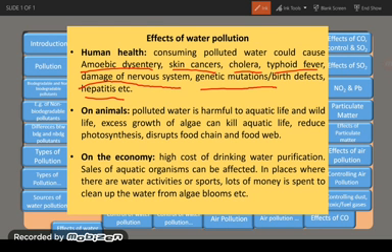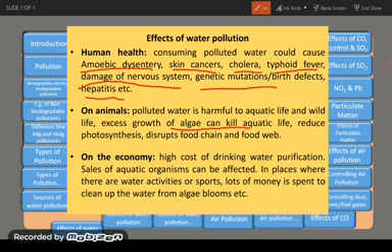It can lead to hepatitis and many other diseases like that can result when we drink polluted water. Then its effect on animals. Polluted water is harmful both to aquatic life and wildlife, as it may result in excess growth of algae, which can kill aquatic life because there will be oxygen depletion in that water, and this will lead to the death of the aquatic organisms.